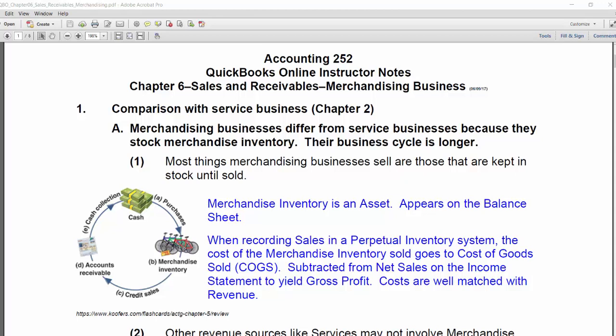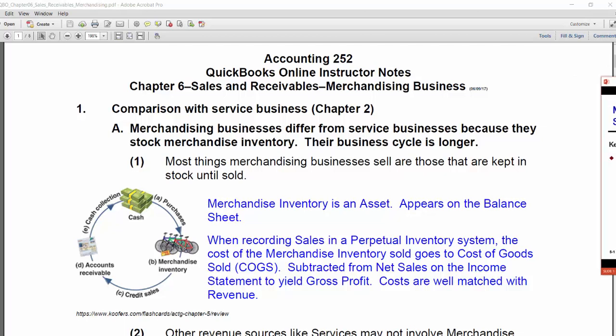Now, merchandise inventory is an asset and appears on the balance sheet for the company. When you're recording a sale in a perpetual inventory system, the cost of merchandise inventory, or inventory asset as QuickBooks calls it, goes from the inventory account into the cost of goods sold account. So it moves from the balance sheet to the income statement when it does that. You'll see cost of goods sold subtracted from net sales on the income statement to yield gross profit. And in this sense, the cost of the merchandise is well matched with the revenue that's generated through that merchandise.